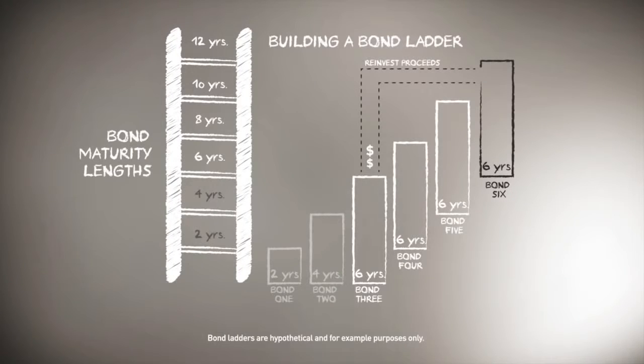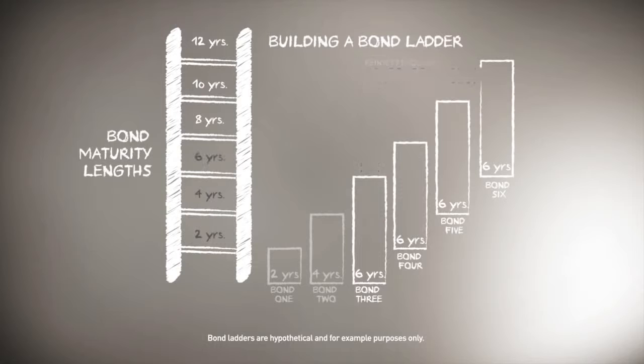By staggering maturities within a bond ladder, you don't get locked into a single maturity date or a single interest rate. As the shortest bond matures, you manage interest rate risk by reinvesting the maturing principal in longer maturities, potentially capturing the long end of the yield curve, which may raise the yield on your overall portfolio.